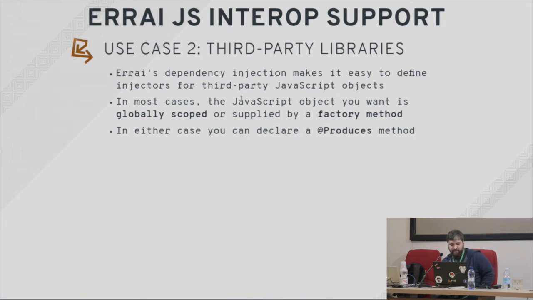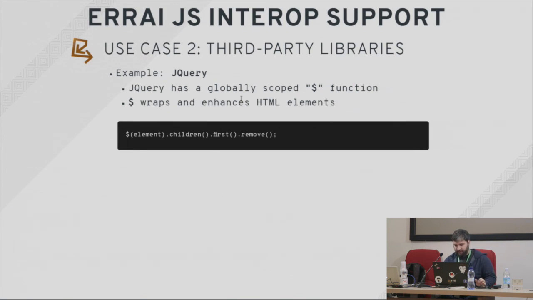So in most cases, when you're working with a JavaScript library, there's going to be some kind of function or object in the global scope of the page that you're going to want to access somehow. And what we're going to show you is that if you use JS interop to declare a way of accessing some global object, you can easily add a produces to that, either method or field, to just declare that as a bean that you can inject.